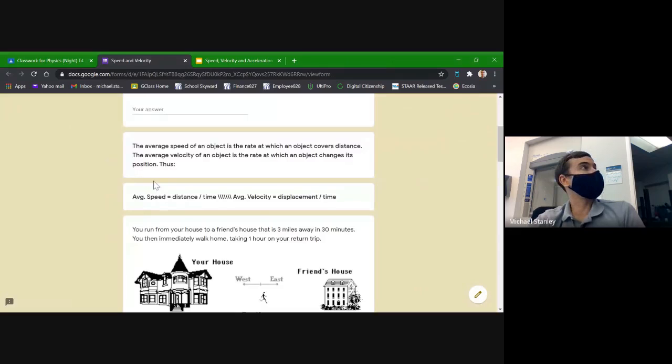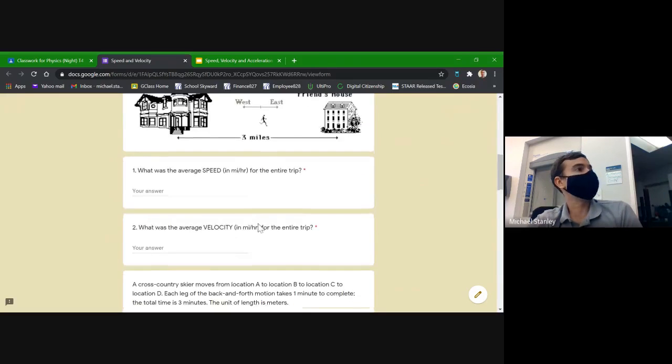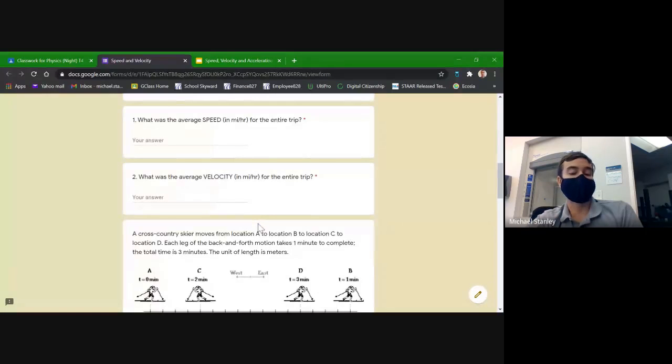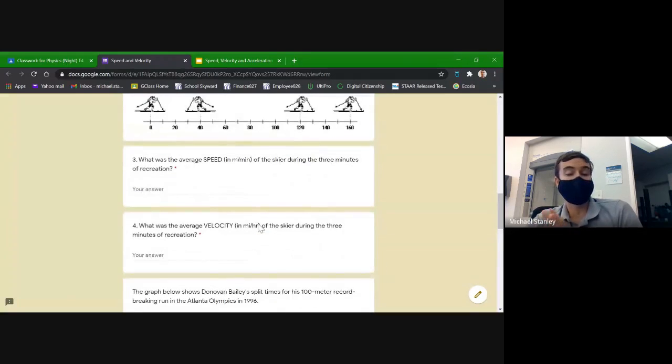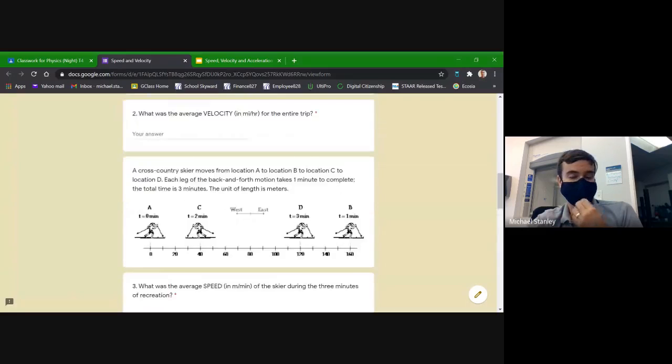So up here, the first part, I have just a little bit of reminder of speed and velocity, where average speed is the distance divided by the time, and the average velocity is the displacement divided by the time. And so the first sets of questions on here provide you with some different scenarios and then ask you about things like average speed and average velocity.